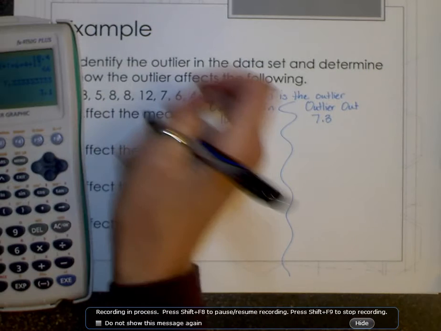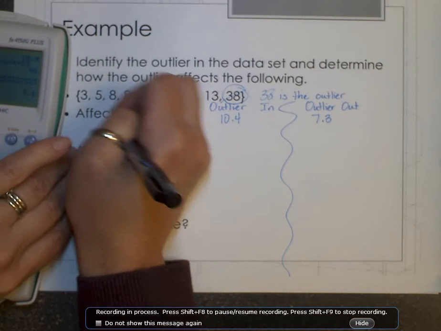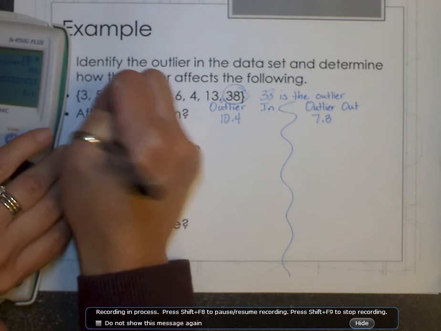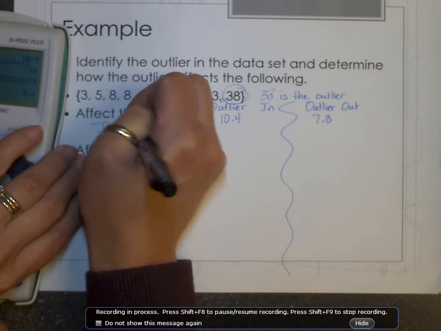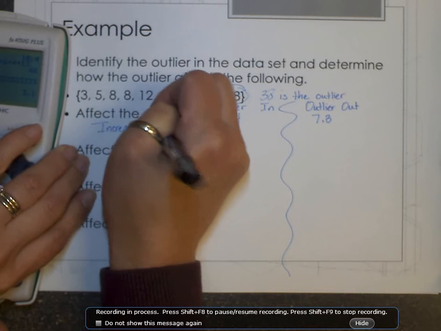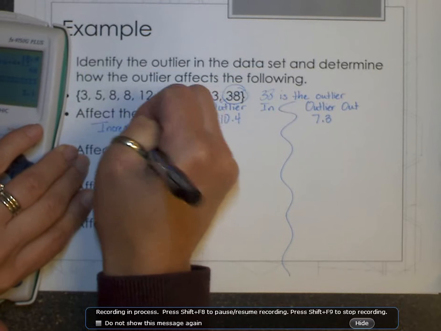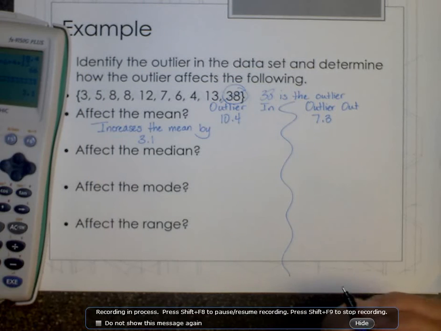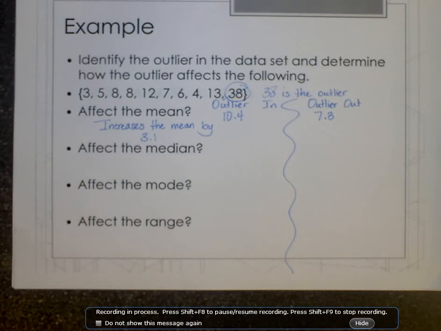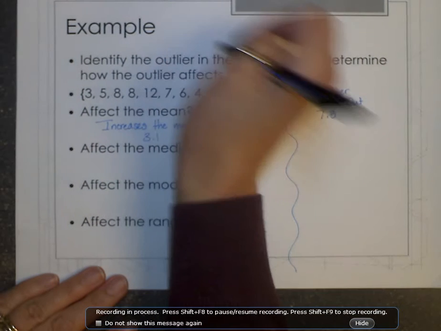So how does the outlier affect the mean? It increases the mean by 3.1. Now we have to go on to the median. And to figure out the median, we have to arrange these numbers from smallest to biggest, so I'm just going to do that up here.